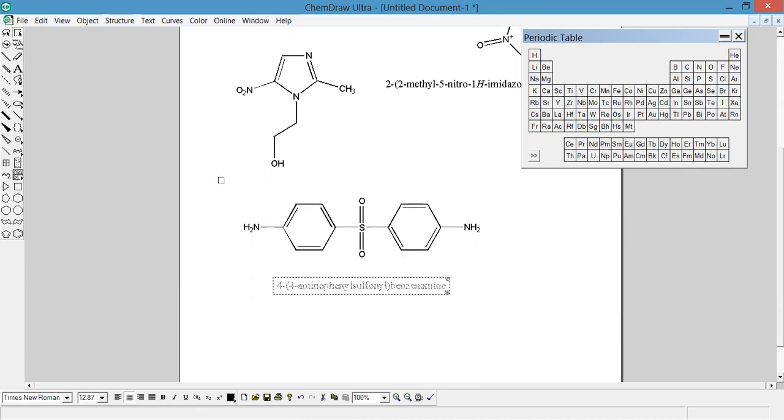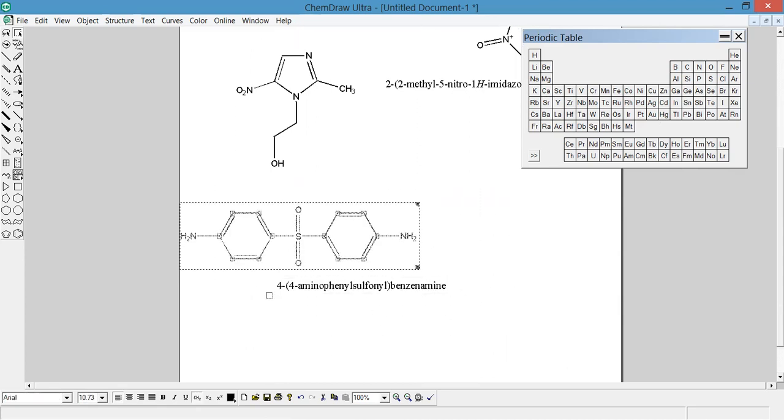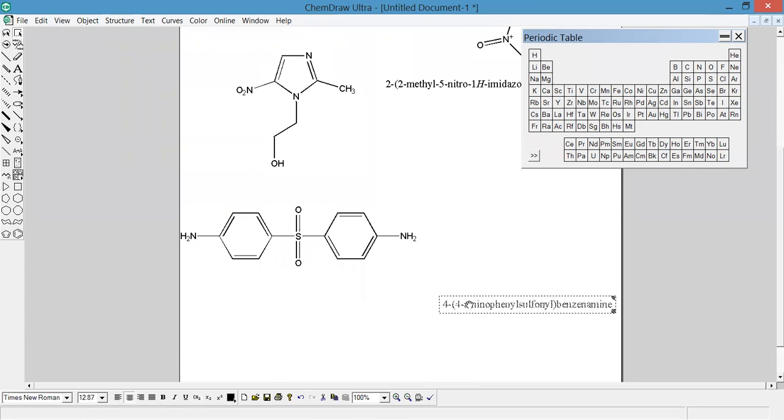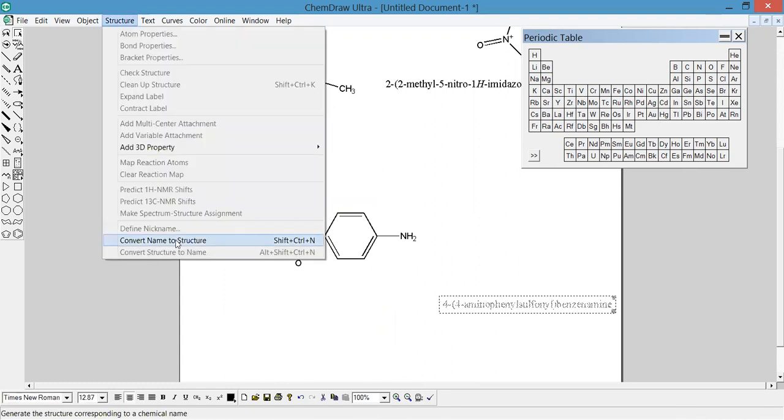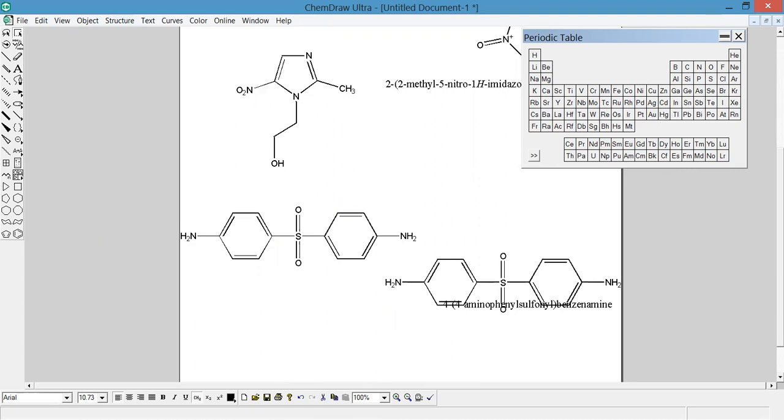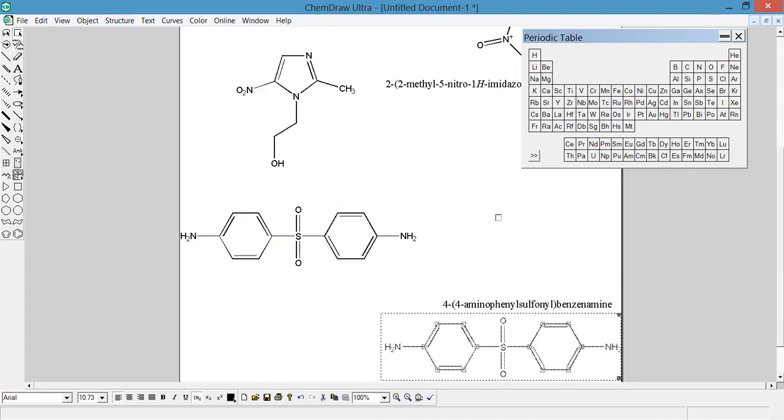By using this dapsone IUPAC nomenclature, you can identify the structure of dapsone also. Now select the IUPAC nomenclature, go to the structure toolbar and do the conversion, that is structure to name to structure, like this. This is about how to identify the IUPAC nomenclature of a particular compound and to get the molecular structure of a compound from its IUPAC nomenclature.